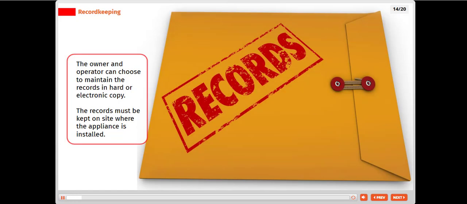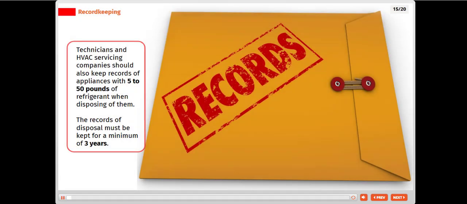The owner and operator can choose to maintain the records in hard or electronic copy. The records must be kept on site where the appliance is installed. Technicians and HVAC servicing companies should also keep records of appliances with 5 to 50 pounds of refrigerant when disposing of them. The records of disposal must be kept for a minimum of 3 years.